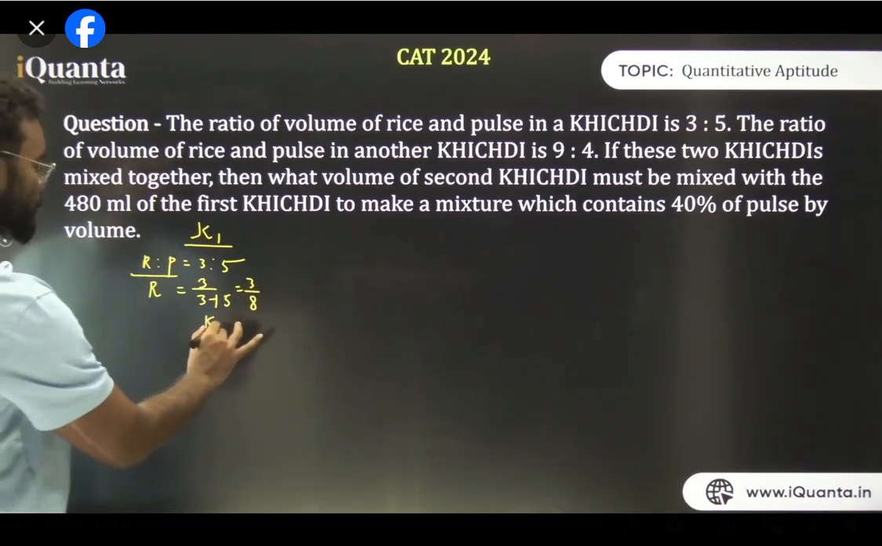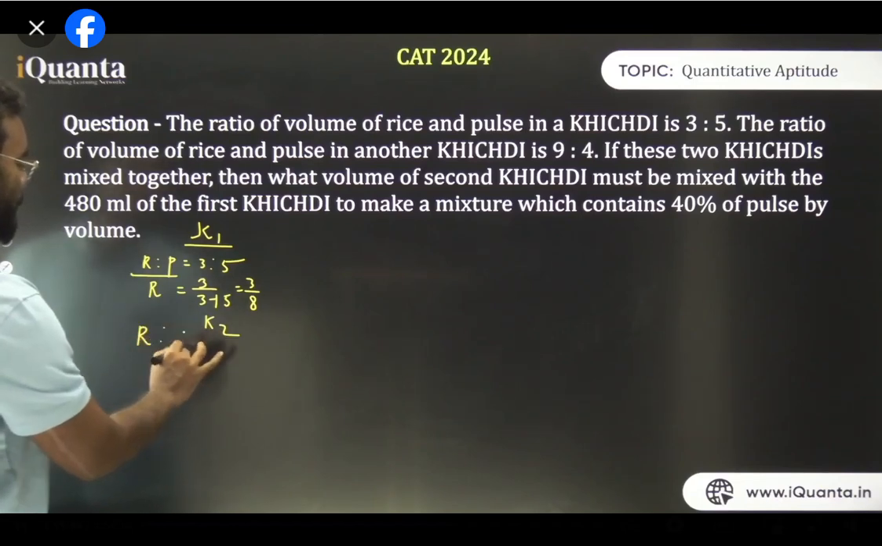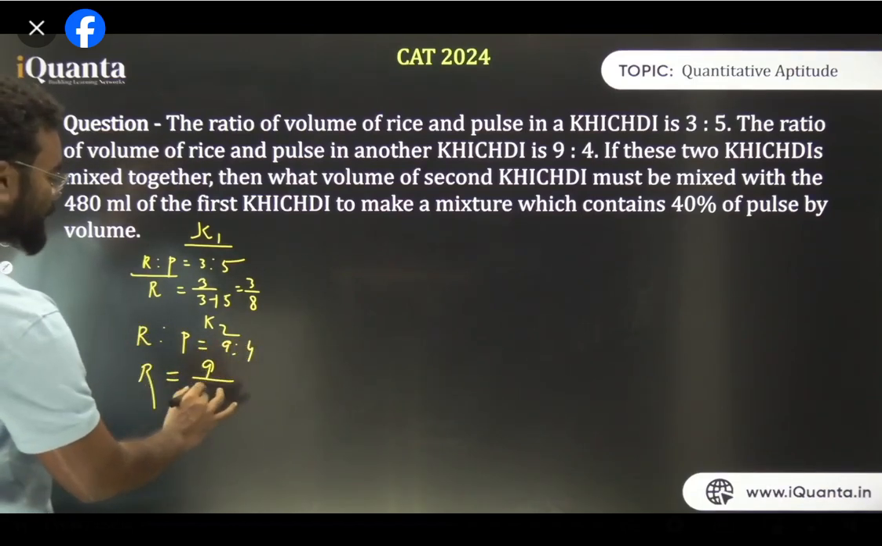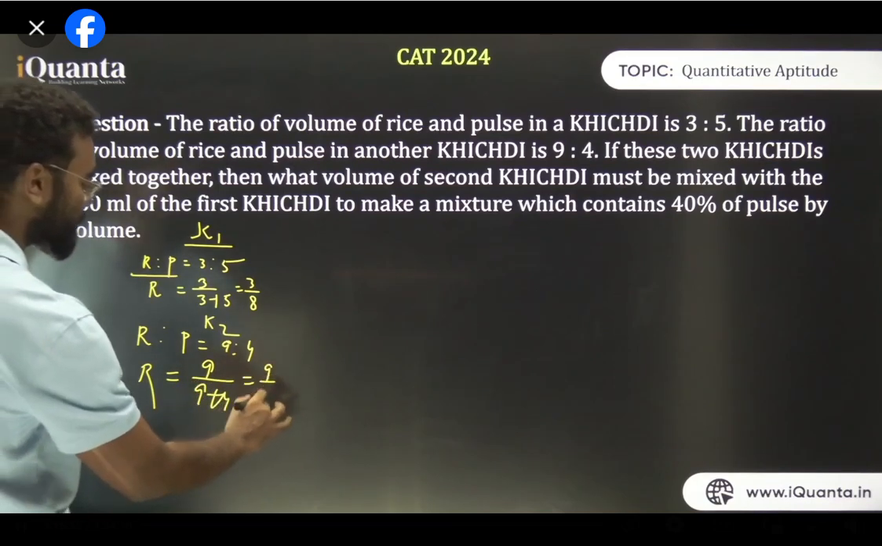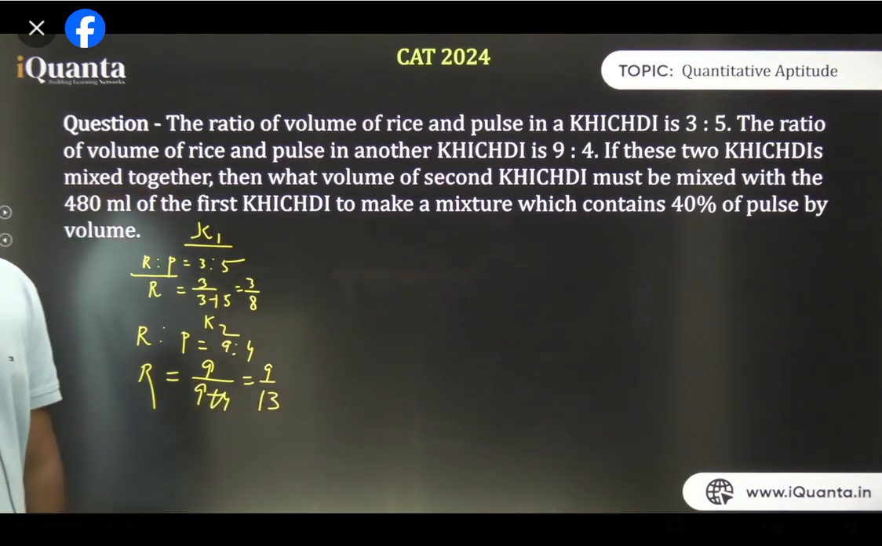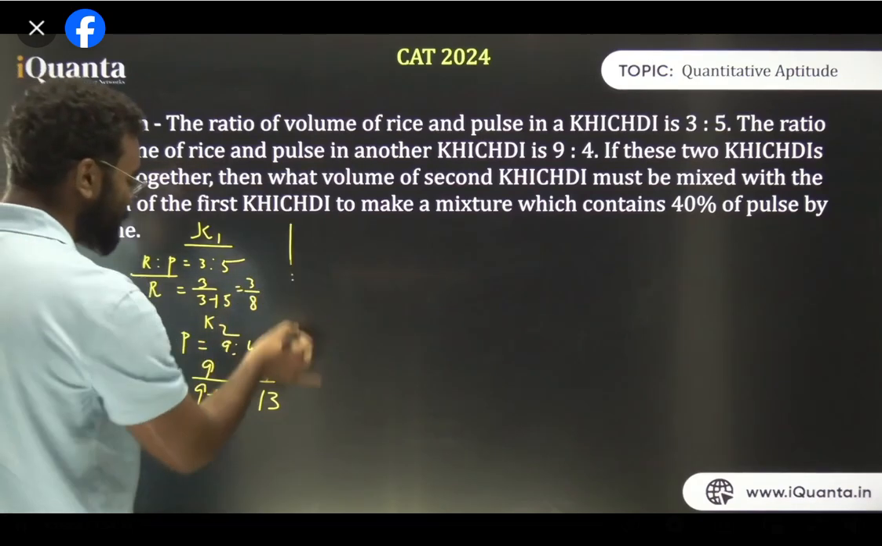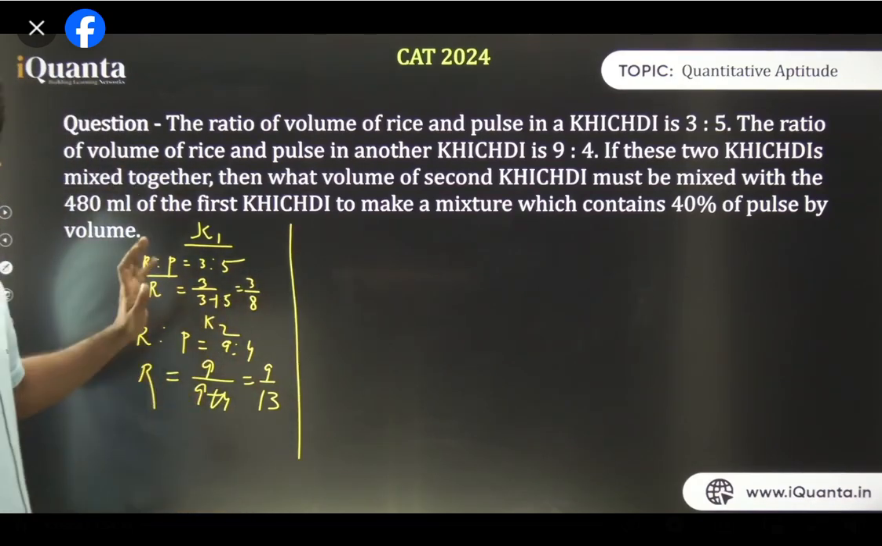Second one is Khichdi 2. In Khichdi 2, rice is to pulse is basically 9:4. So what is the amount of rice? That is 9 upon 9 plus 4, which is 9 upon 13. So I'm making every step very visible and very clear. Those who are not paying attention, please pay attention, because we can solve this question in one line also. All these things I'm doing just to make you understand.